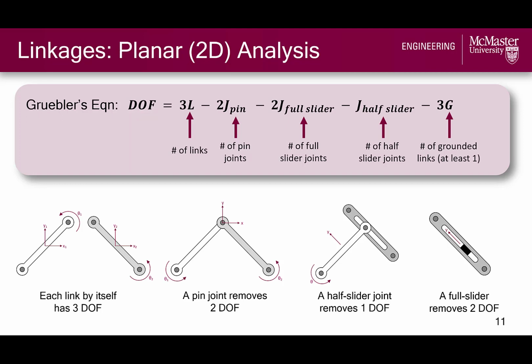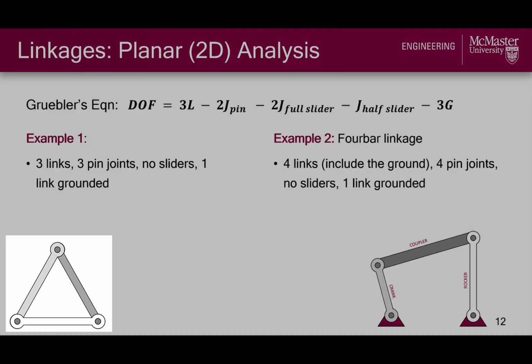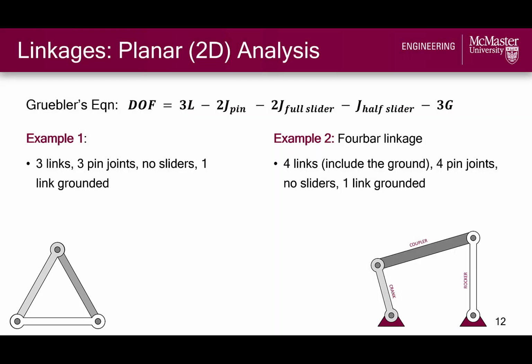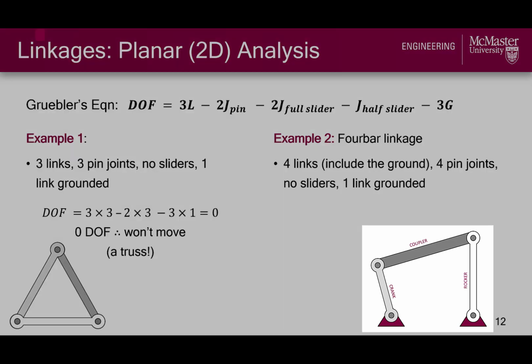So let's apply this equation to 2 mechanism examples. First, we will look at this triangular linkage. This has 3 links with 3 pin joints, no slides, and we will say that this one white link is grounded. We can plug this information into Grubler's equation, and we will find that this system's degrees of freedom is 0, meaning it will not move. This means it's not actually a mechanism. Instead, it's a truss.